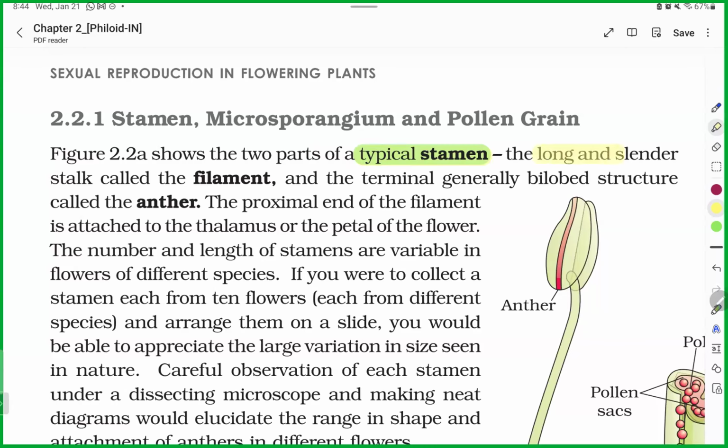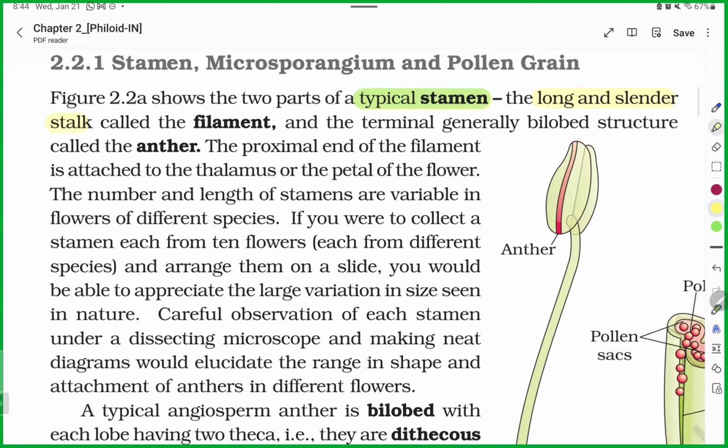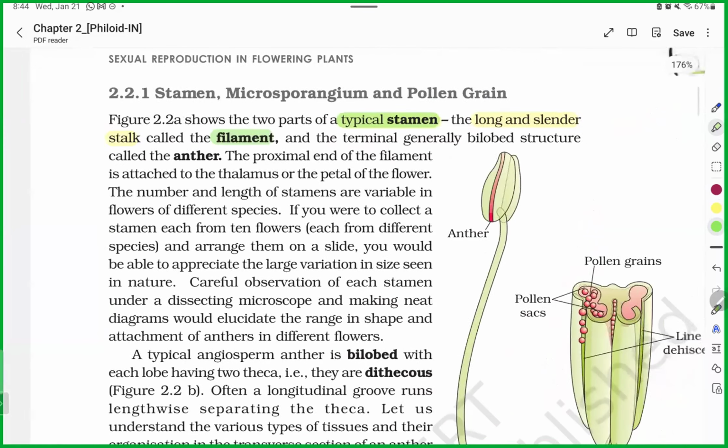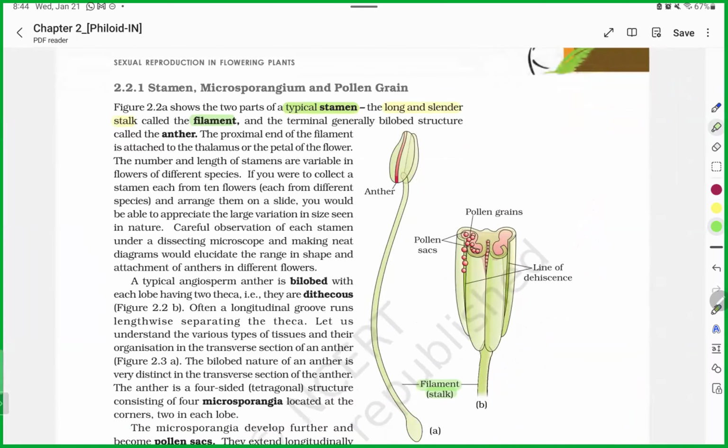This part is long and slender, as you can see, and is known as the filament. You can see in the diagram, this long structure is the filament. The long stalk is the filament, and the terminal part is generally bilobed. Two lobes are present, known as the anther. This term is really important.